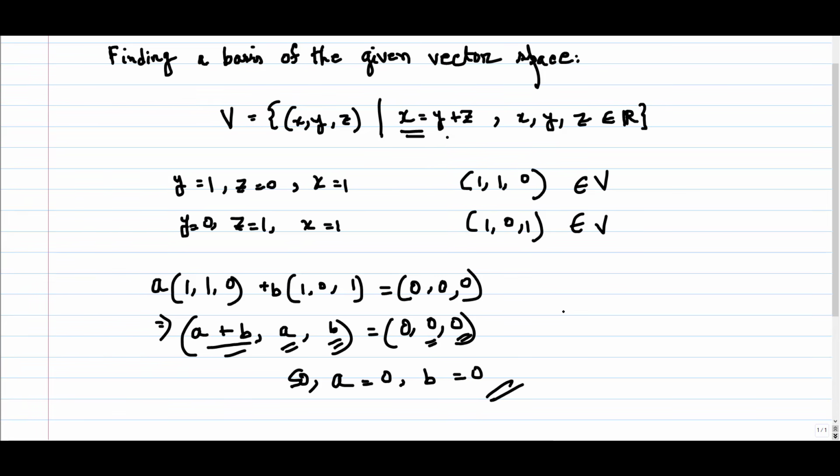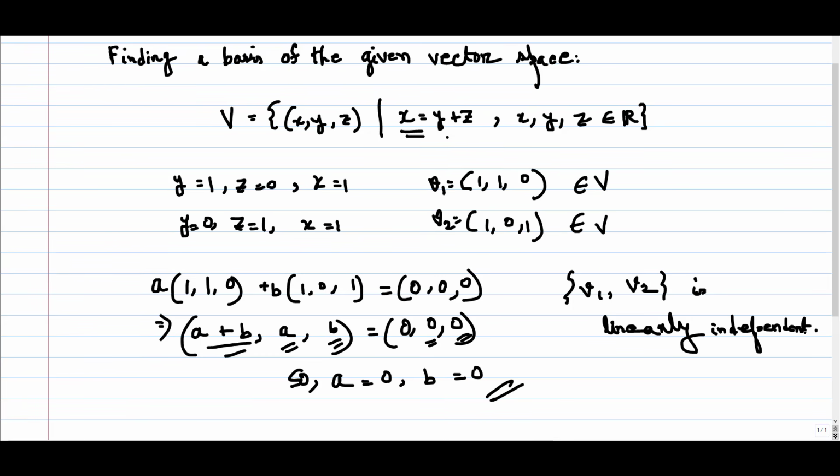So clearly we can see that these two vectors, let me name them v1 and v2, form a set that is linearly independent. That we can conclude from here. Now we have to show that this set spans this vector space.